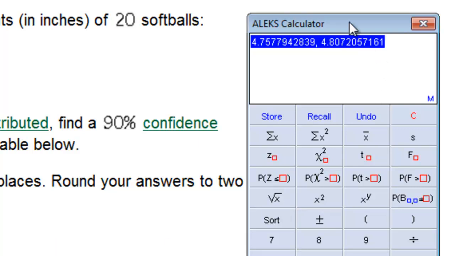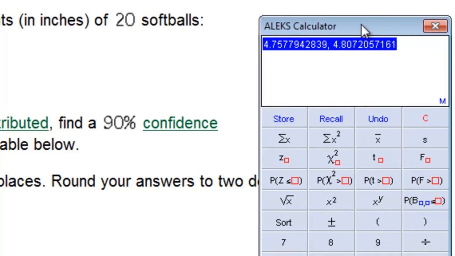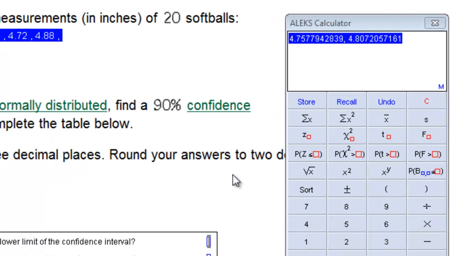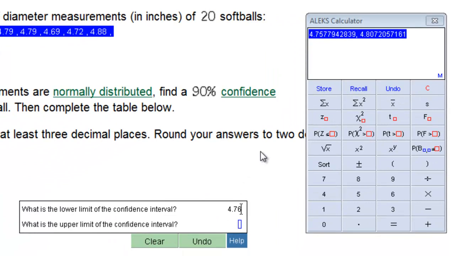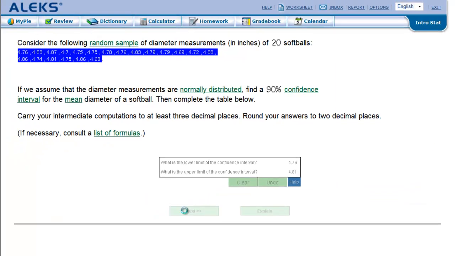Now I also made another mistake in the Z video, because it said intermediate computations to 3, but round your answer to 2, or 1 in the other video. But this one is going to say 2, so I'm going to say it's 4.757, so I'm going to call that 4.76. And the other one is 4.807, so I'm going to call that 4.81. And that's it. It's very straightforward.